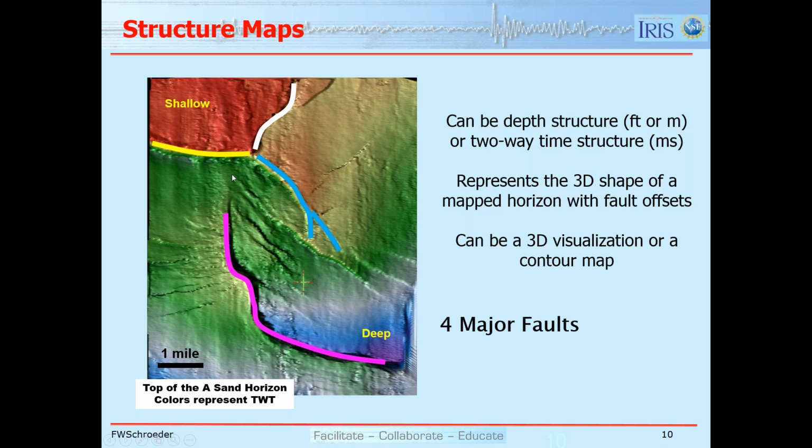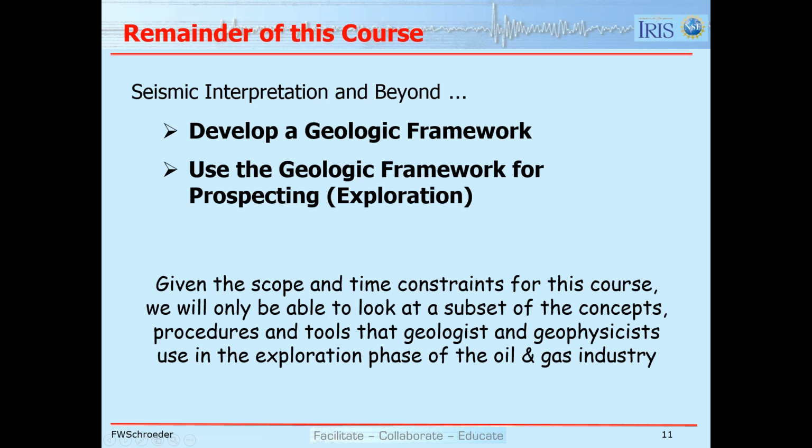We can see on this map that we have a number of major faults, the yellow fault, the white fault, the blue fault that splits, and the magenta fault. But we also have a number of smaller offset faults or minor faults.